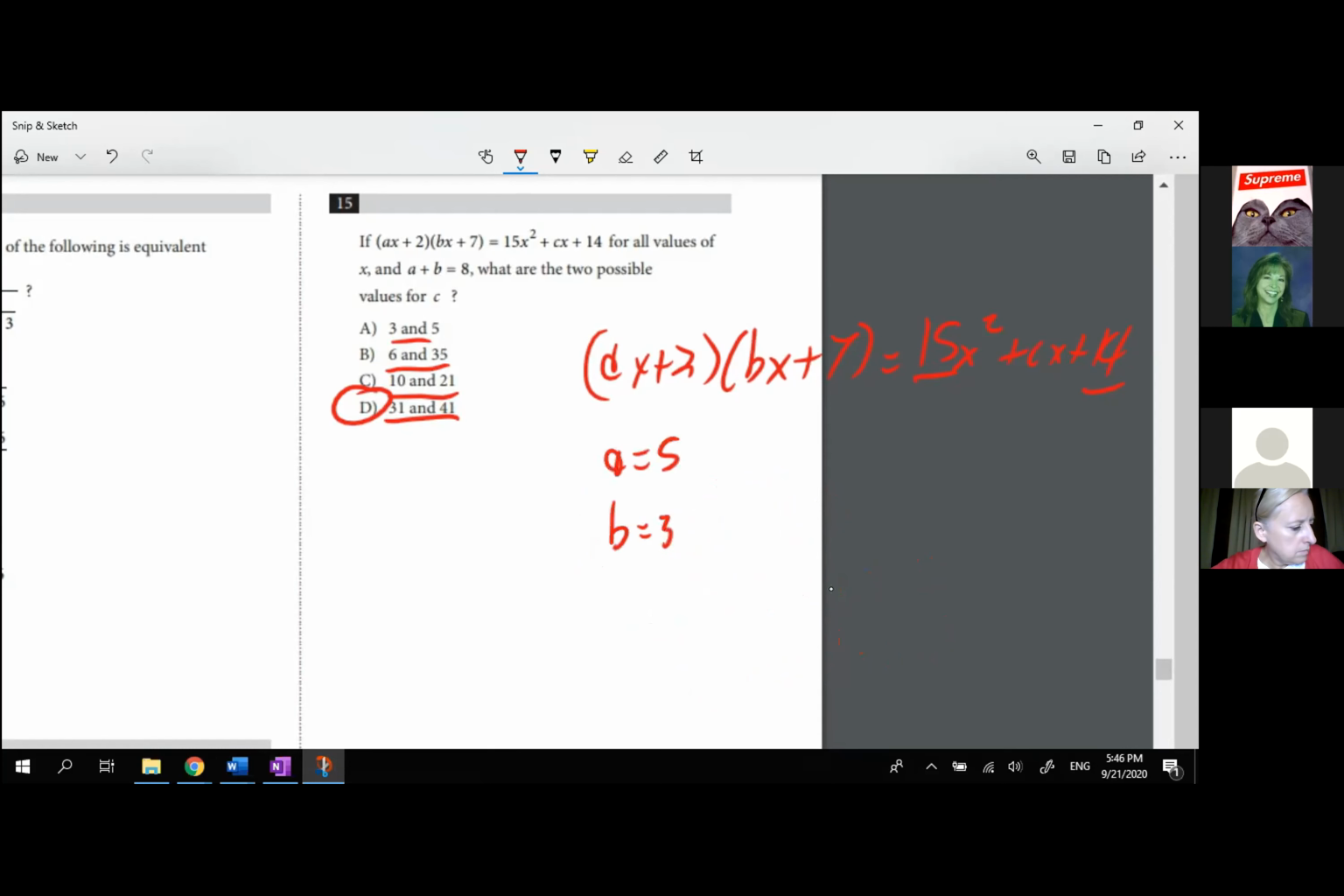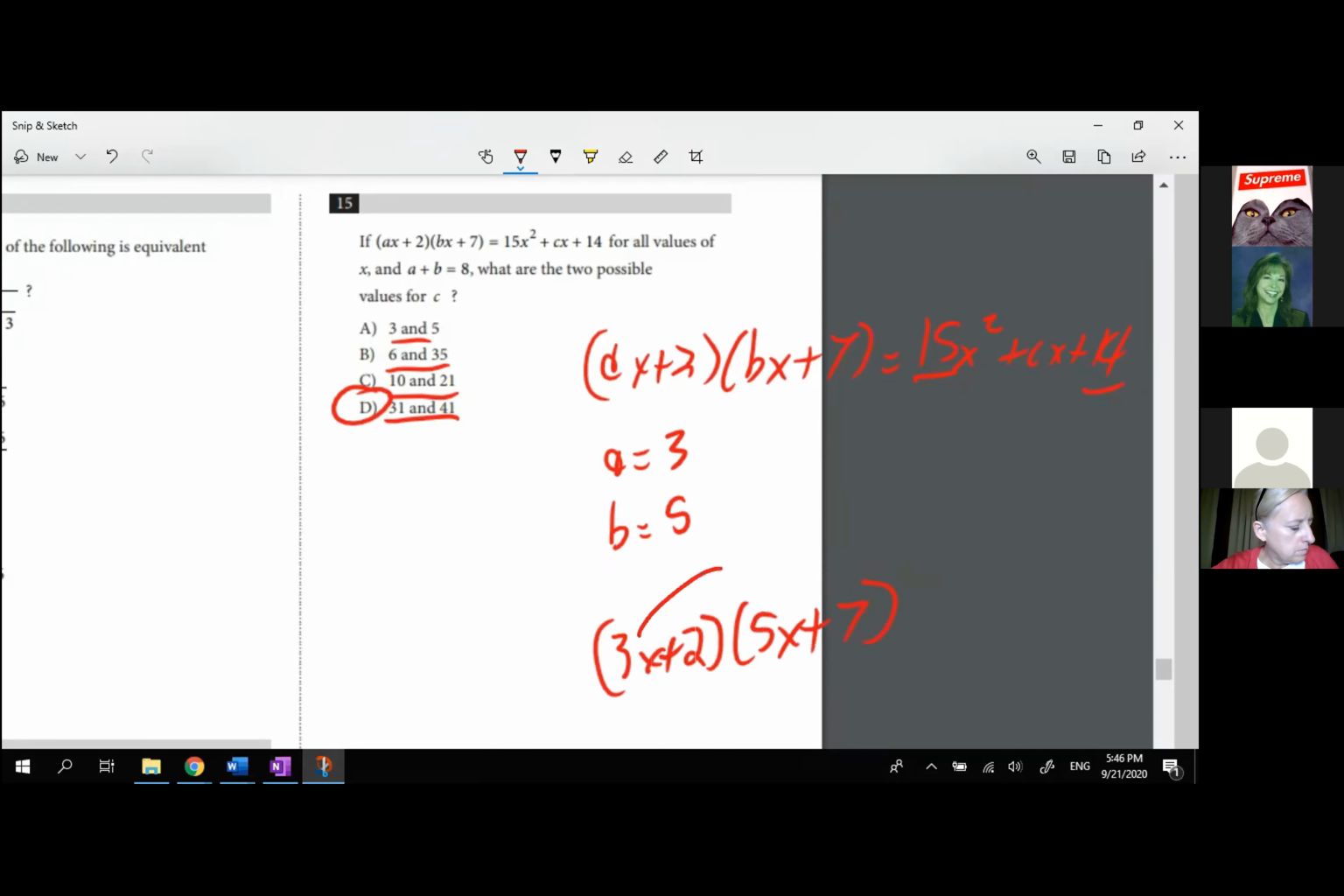But what happens if we were to switch that? We would get the same number, right? That's actually incorrect. We would get different numbers. So what we've got to do now is make A 3 and make B 5. So 3x plus 2 times 5x plus 7. So here's what happens.